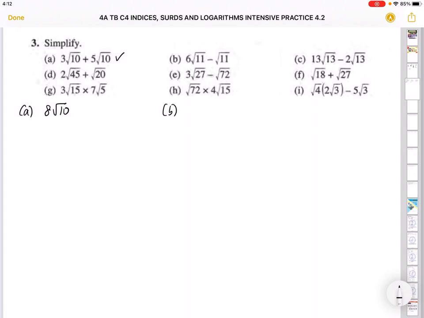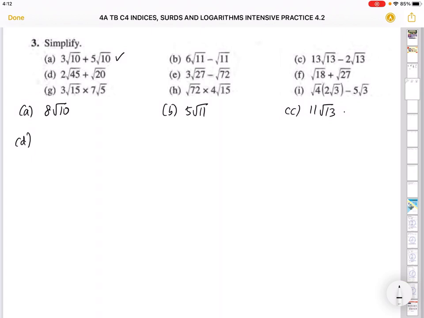B, 6 root 11 minus root 11. So 6 minus 1, 5 root 11. C, 13 root 13 minus 2 root 13. 13 minus 2 is 11 root 13. Okay, D I'm going to write down here.